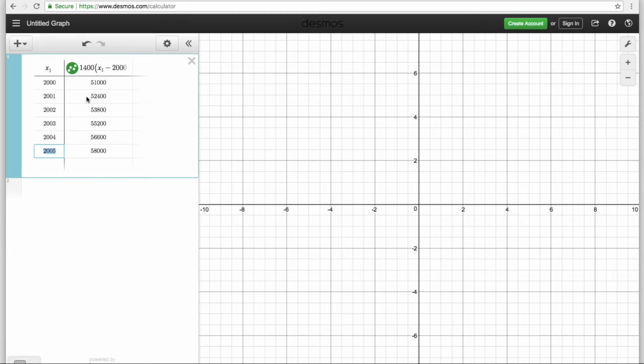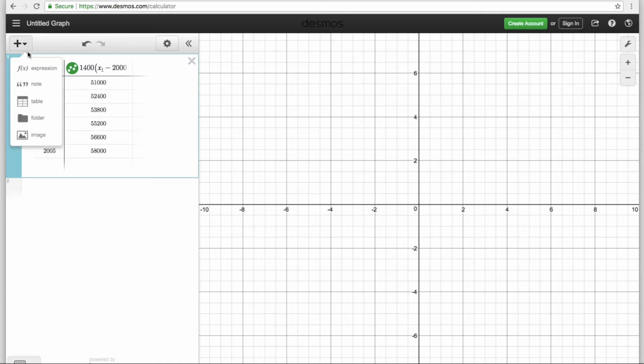So numerically, I want to know: determine the years when the median income ranged from 52,400 to 56,600. So I see 52,400 is 2001, up to 56,600, 2004, which is the exact same thing that we were told when we solved it symbolically. That was the same solution. So that is how we solve that numerically.